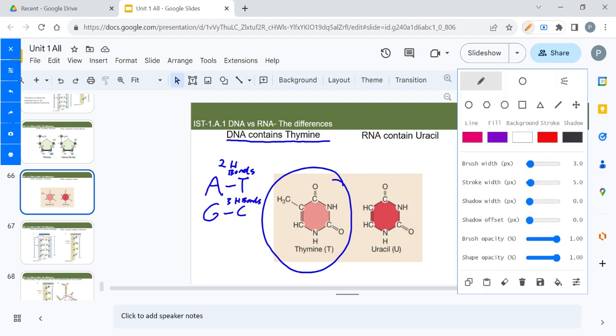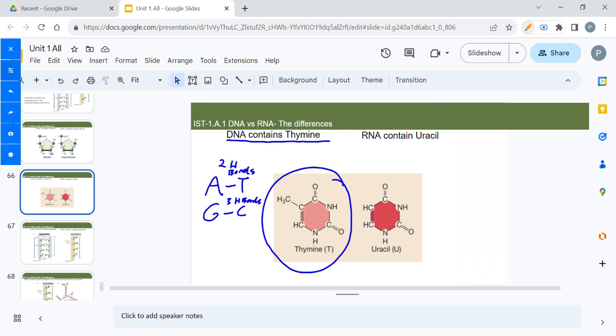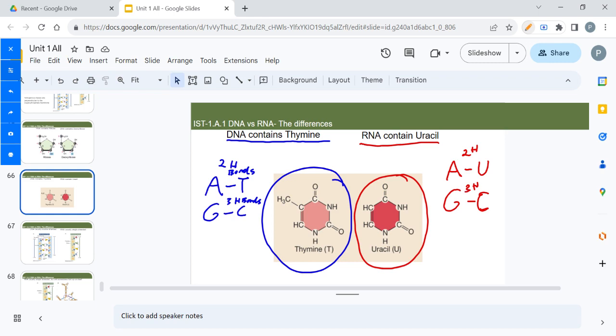In the case of your RNA, you have uracil. This is uracil. Now, for RNA, for the most part, we're not going to look at some crazy scenarios. We're just going to say generally, A no longer pairs with T, it's going to pair with U. And G is going to pair up with C. Again, 2 hydrogen bonds here, 3 hydrogen bonds with these guys. Nothing is different. All we're doing is changing the nitrogenous base.